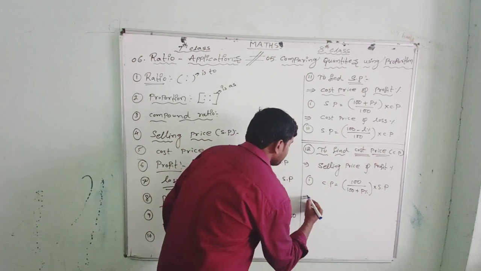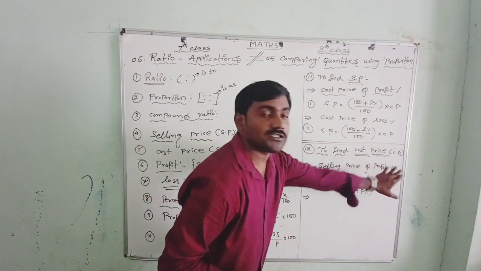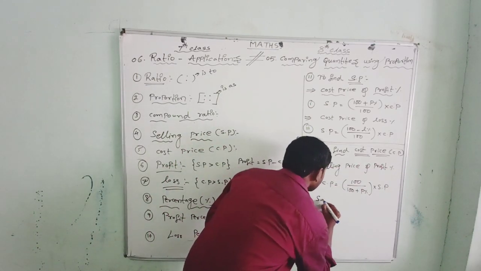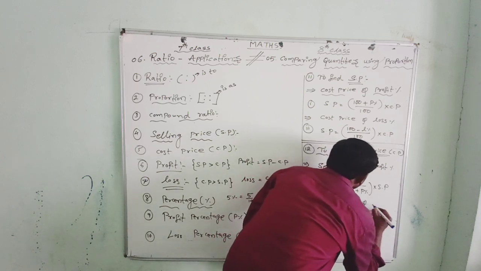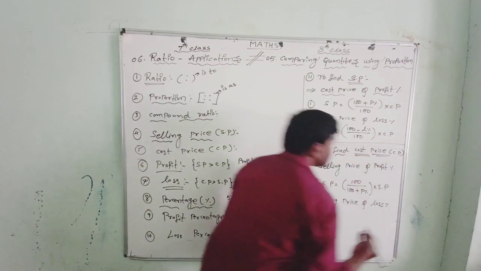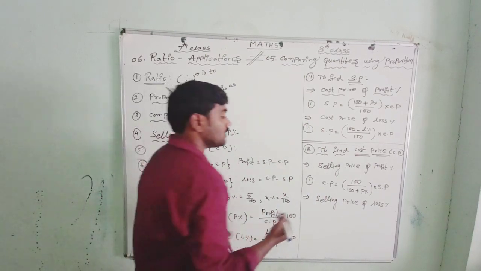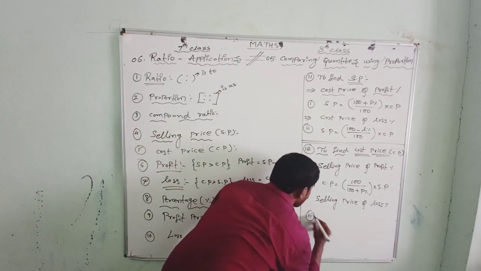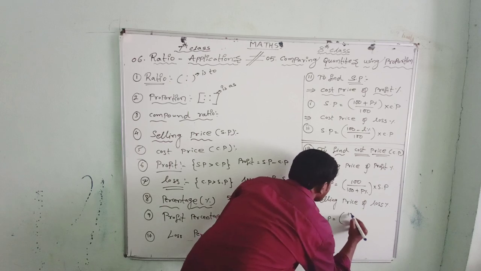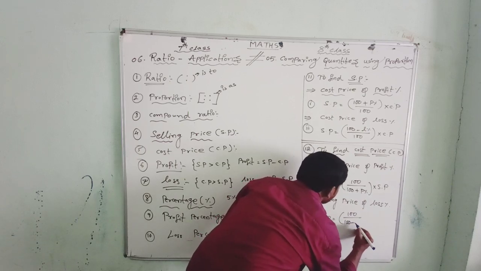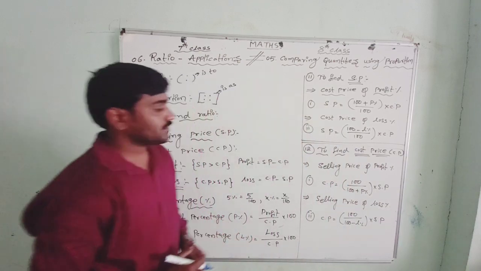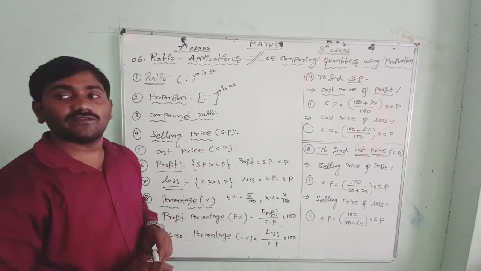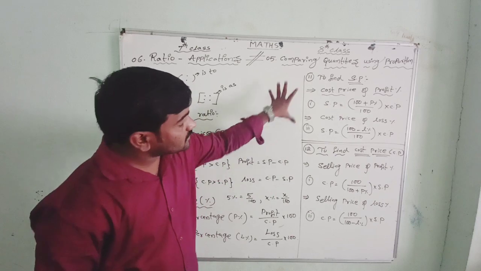Next, again the same thing, but with selling price and loss percentage. When the selling price and loss percentage are given, how to find out the cost price? The cost price is equal to, simple, 100 by 100 minus loss percentage into selling price. I hope you understood this.